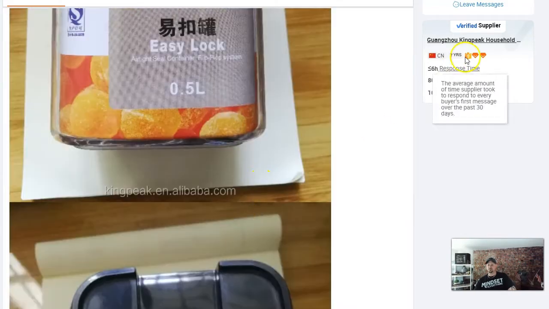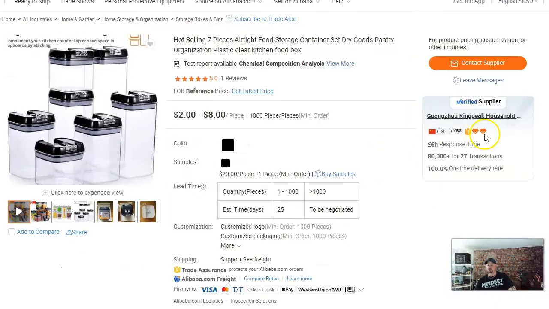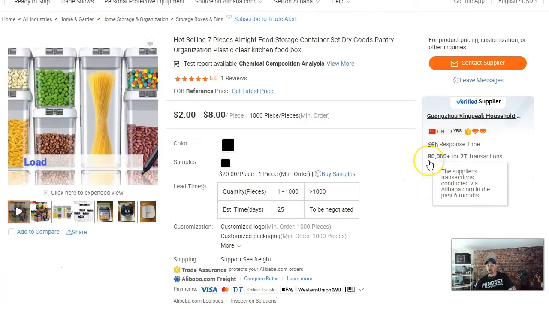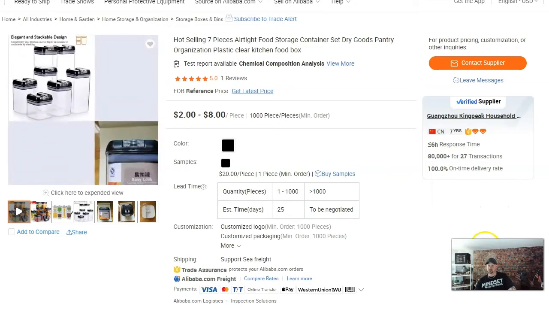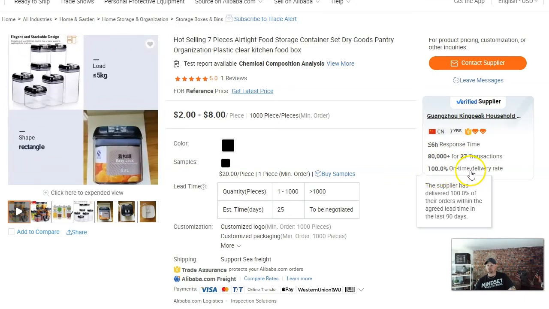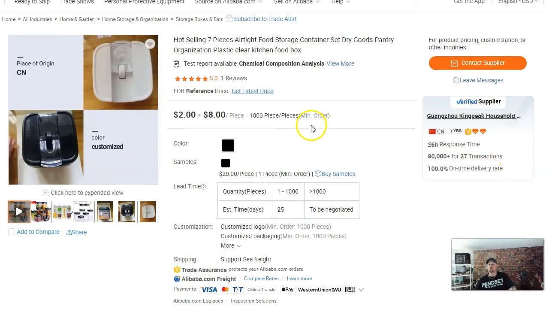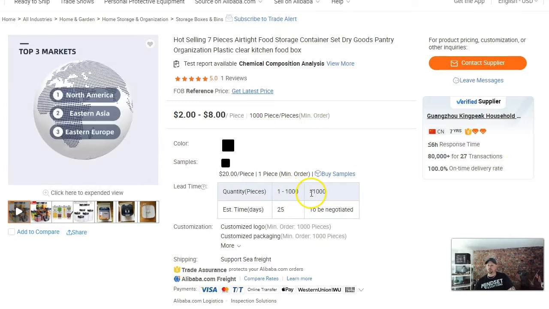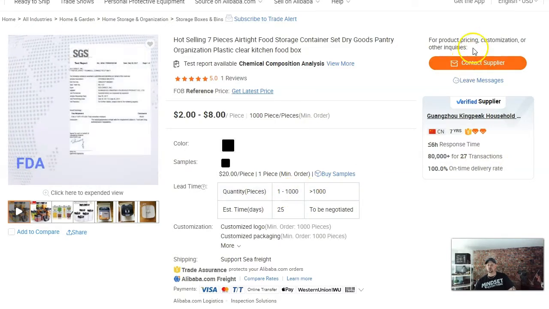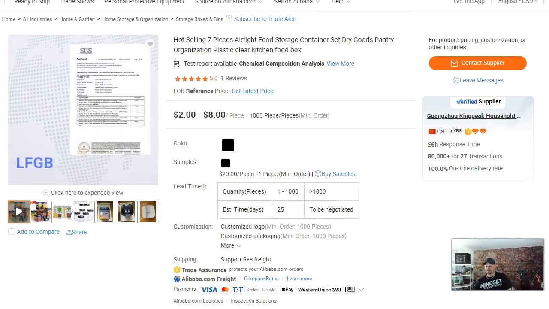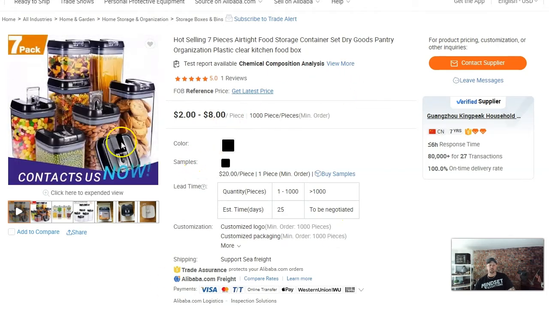Basically, this company's been in business for 7 years, so your risk level is going to be a lot lower on this. And you can see right here, they've got 80,000 plus transactions, so 100% on delivery rate. So this company is pretty legit. They have chat features like right here, Messenger, and you can usually chat with them at night, our time, and you can talk basically straight up with them.